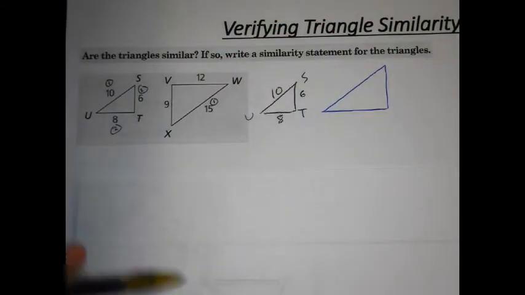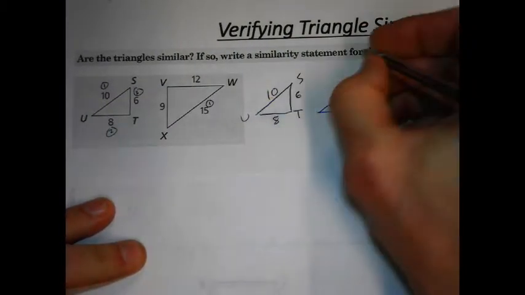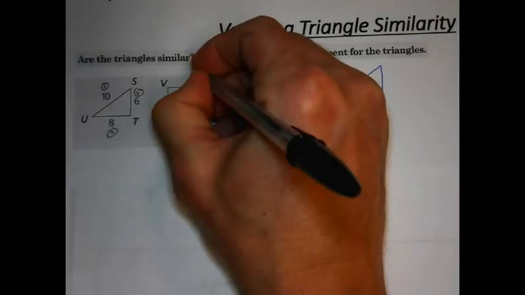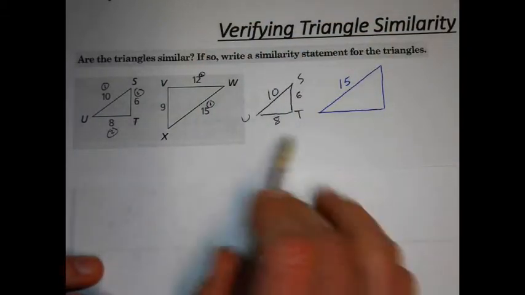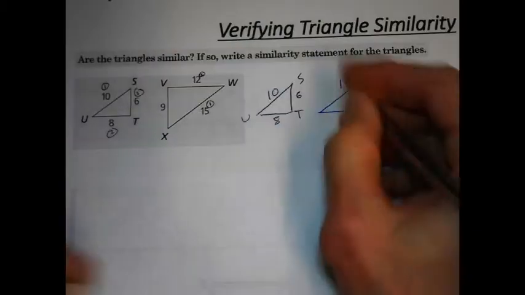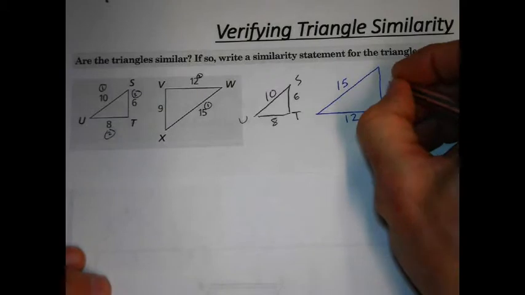So I know in my other triangle, if 10 is here, the longest side is here, then in the corresponding triangle, 15 will be here. In my second triangle, 12 is the second longest. So in my second triangle, if 8 is here, then 12 will be here. And then lastly, if 6 is here, then 9 will be here.